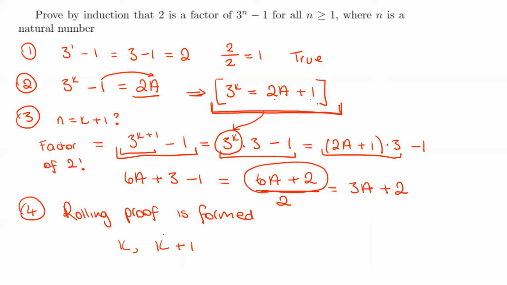But from this, from showing that n is equal to k plus 1 is true, we have proved that 2 is indeed a factor of 3 to the power of n minus 1 for all n greater than or equal to 1, and n is a natural number.